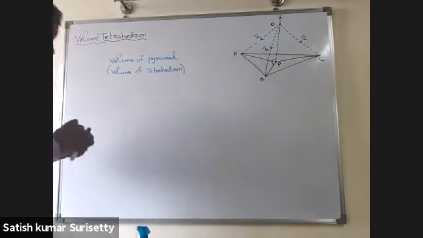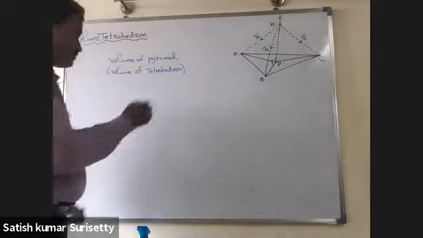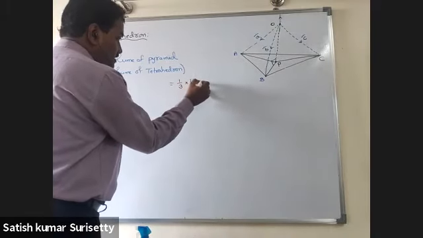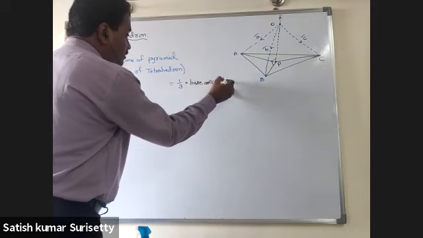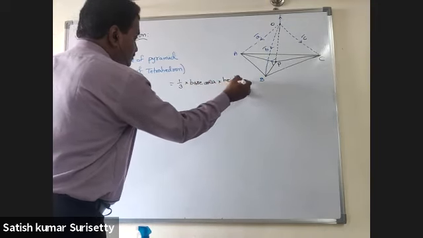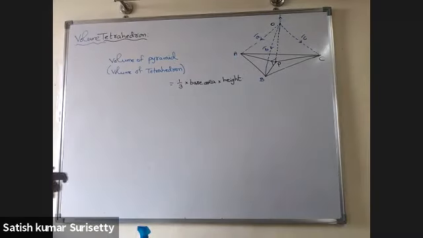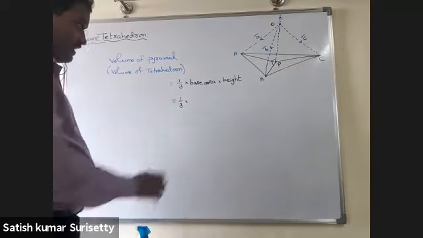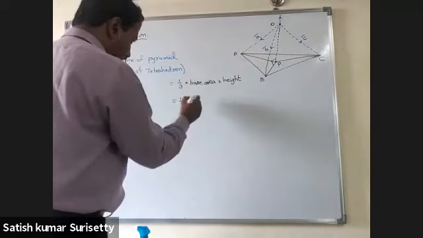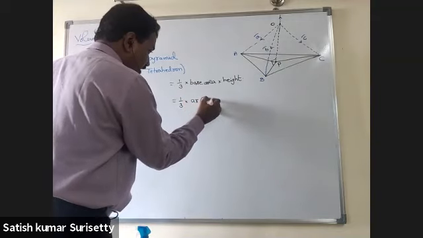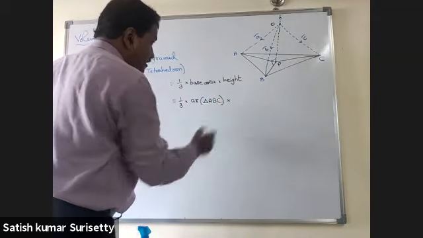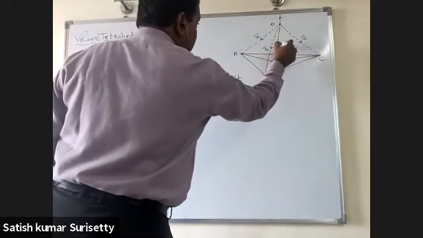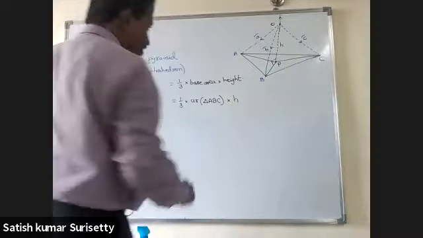So the basic formula of volume of pyramid is 1/3 into base area into height. So 1/3 into base area means area of the triangle ABC into height. That height will be what? OP. Let us say OP equal to H. That means it will be H.